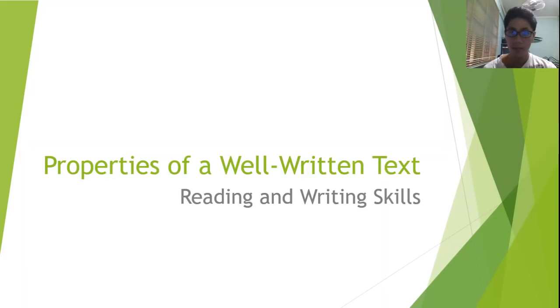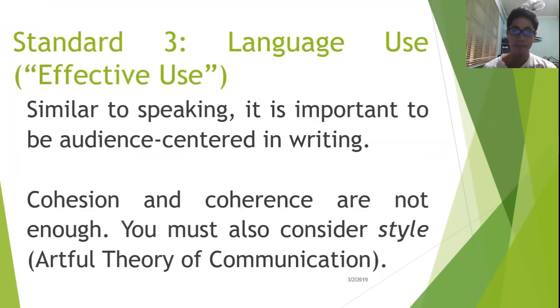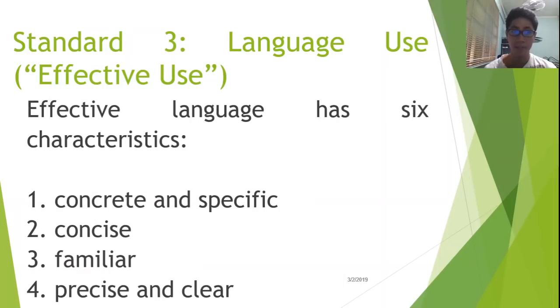The third property that we're about to discuss here is more artistic: language use. Let me emphasize that for this lesson, we are studying to use language effectively in conveying our ideas through the written text. It is wise to start with this mindset. We have to be audience-centered in writing. Just like oral communication, style is an important consideration, reflecting the artful theory of communication.